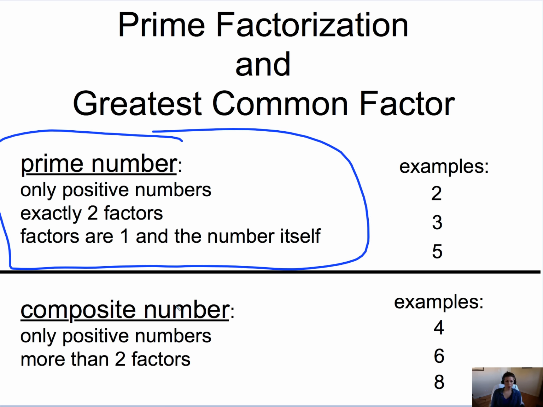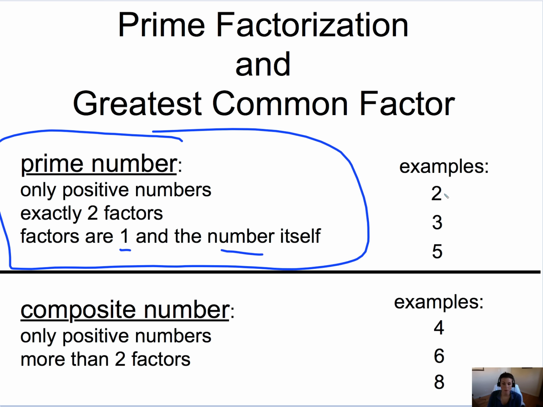First of all, a prime number can only be positive numbers. So 1, 2, 3, 4, all the way up. A prime number has exactly two factors, no more, no less. The factors are the number 1 and then the actual number. So let me show you what I mean here with the examples.